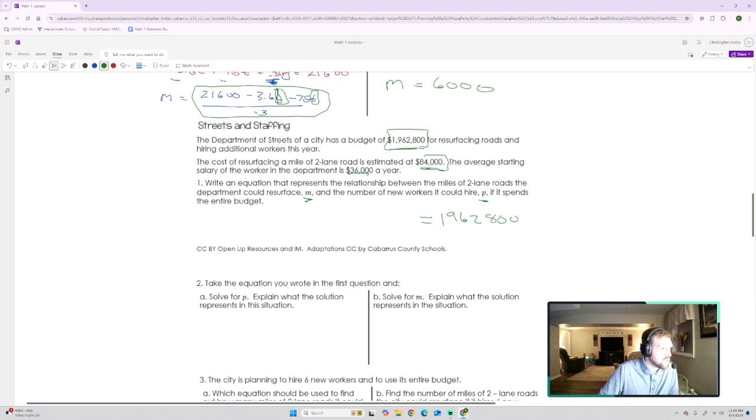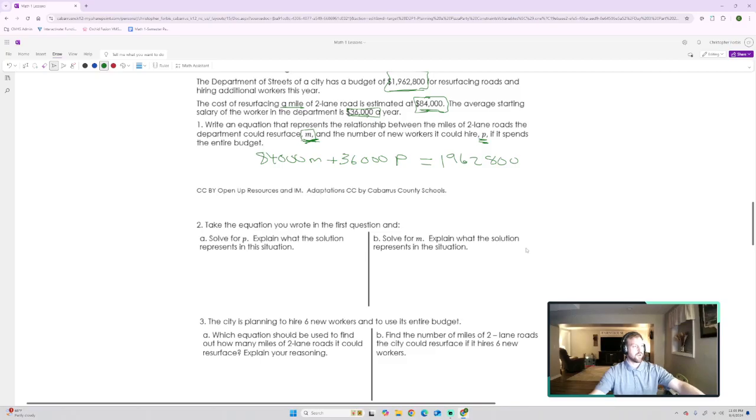Relationship between the miles of two-lane roads: M represents the miles that we're going to resurface, and remember that a single mile is $84,000. So that's $84,000 for every mile M, plus, and then also it's going to be $36,000 a year for every worker P. So that's going to be 36,000 P, equals that. Yay, there's our equation.